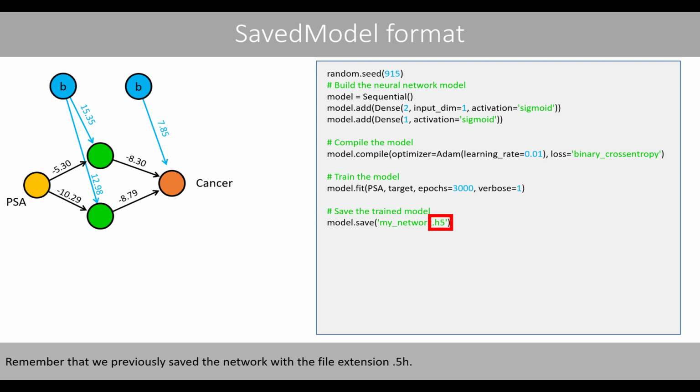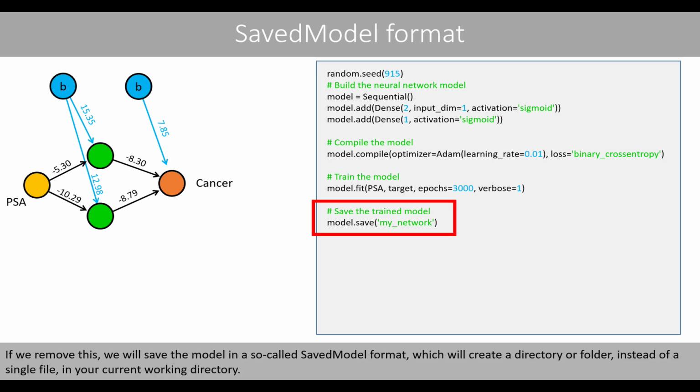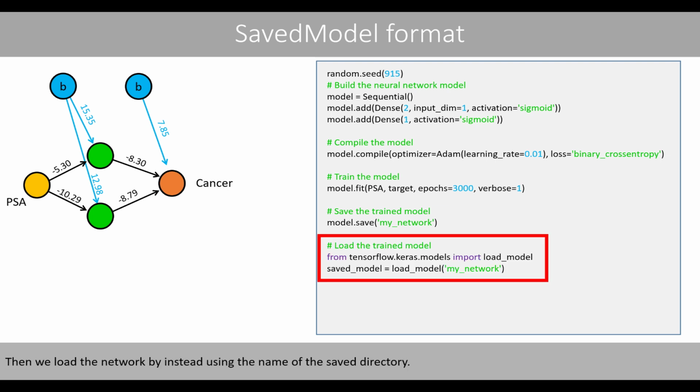Remember that we previously saved the network with the file extension .h5. If we remove this, we will save the model in a so-called SavedModel format, which will create a directory or folder instead of a single file in your current working directory. Then we'll load the network by instead using the name of the saved directory.